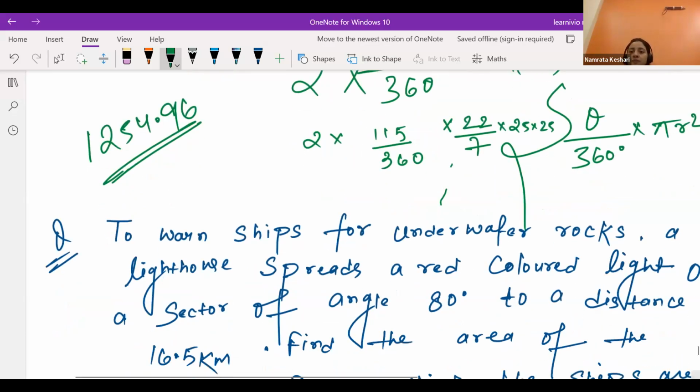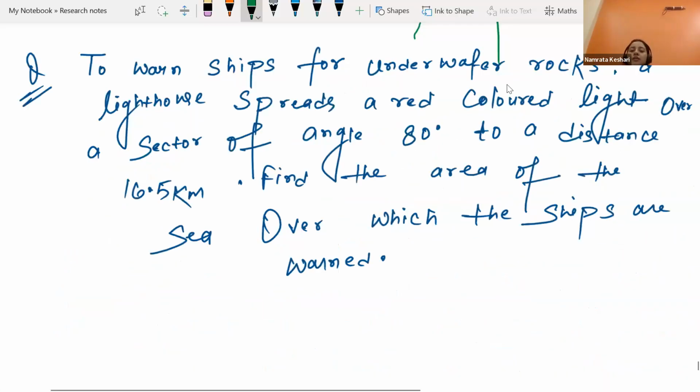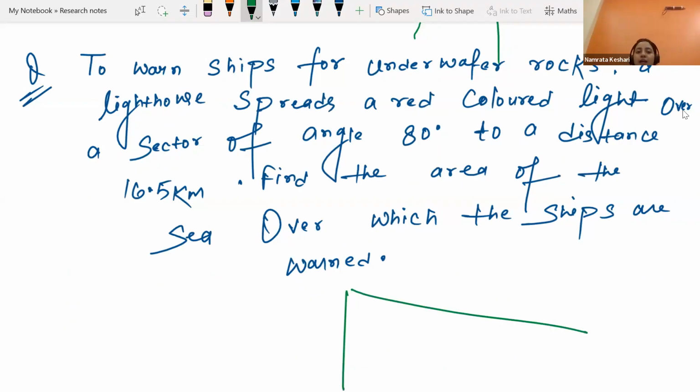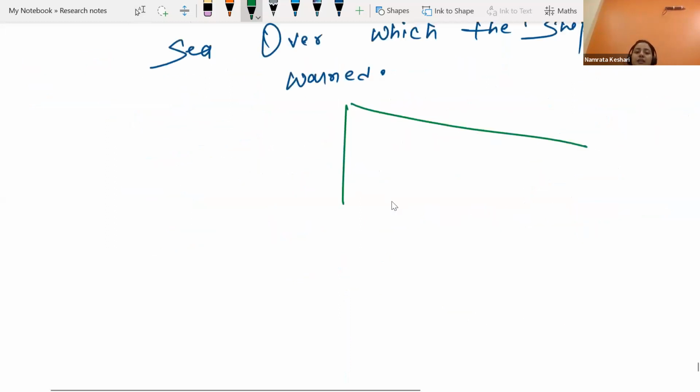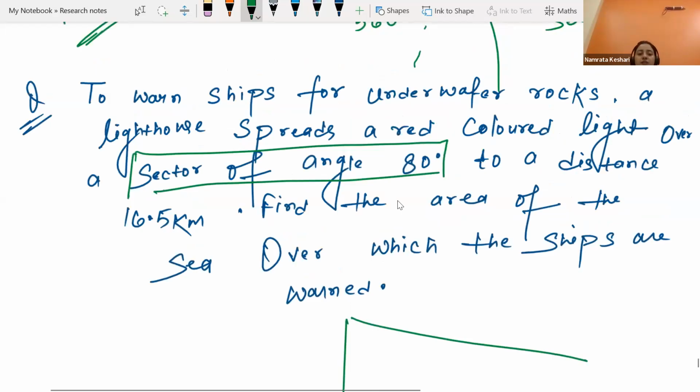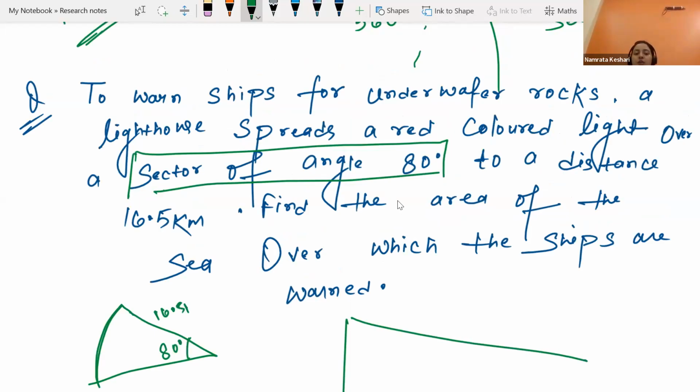Okay, let's do the next one. This one is also to warn ships of underwater rocks. A lighthouse is spreading a red colored light over a sector of an angle. See, it is clearly written that the lighthouse is spreading light over a sector. So basically we are getting a sector like this. The angle is mentioned as 80 degrees, to a distance of 16.5 kilometer.